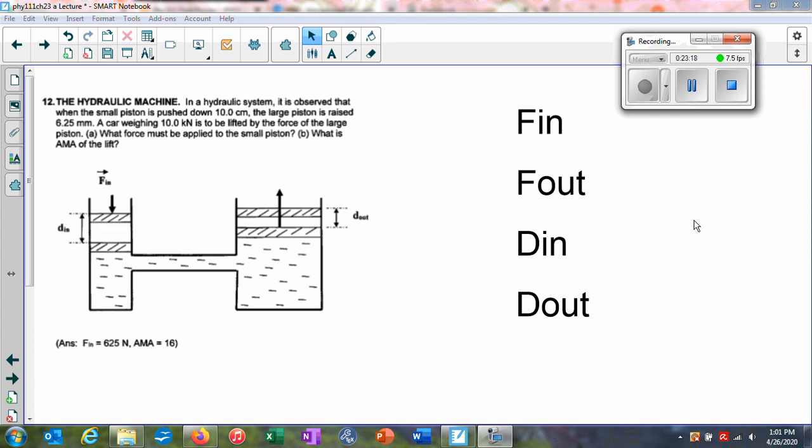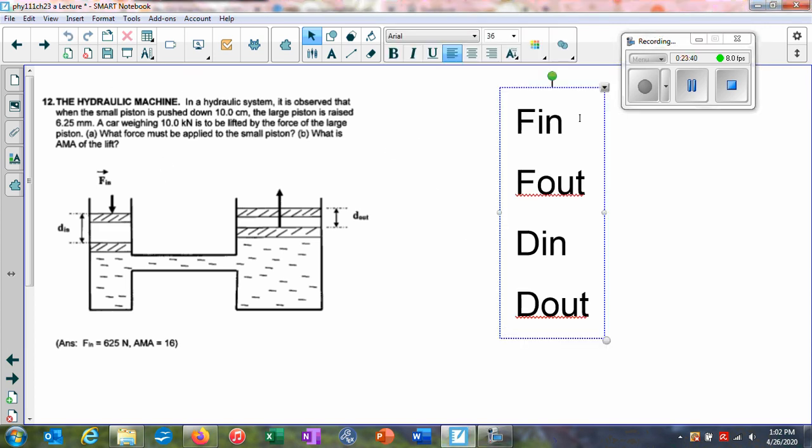All right, here we're talking about work again. We're talking about a machine doing work. For this, we're going to use work in is equal to work out. You know that work is force times distance. So force in, distance in equals force out, distance out. So these are all our quantities. I have them over here. And we're going to go right into the problem to get them.